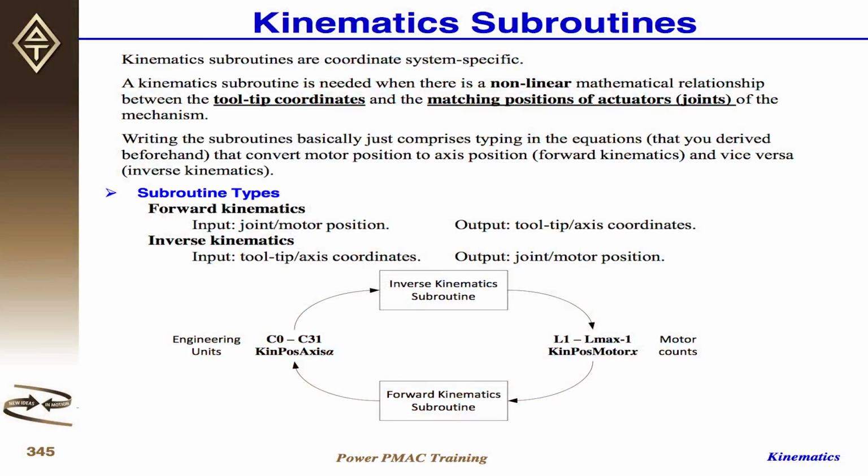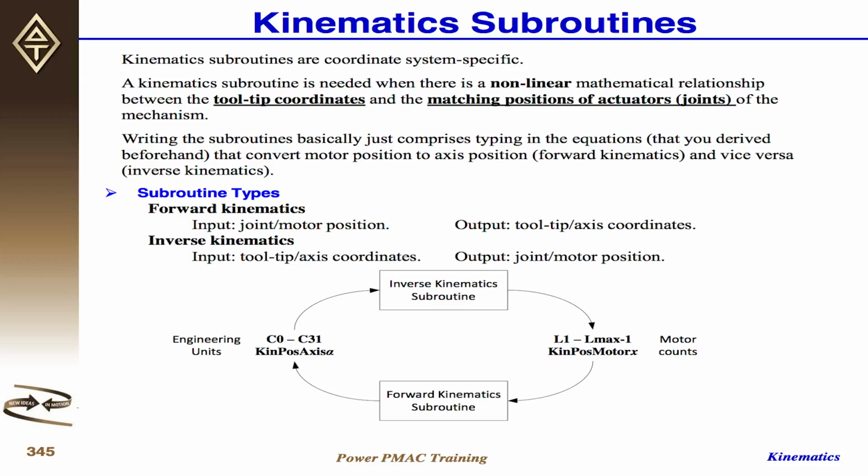This is the idea. So, as you can see here, the kinematics is just a relationship between the tooltip coordinates and the matching position of the actuator, which is the motor, or the joint, or in your robot. Okay.